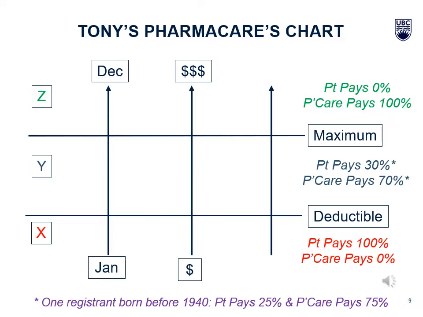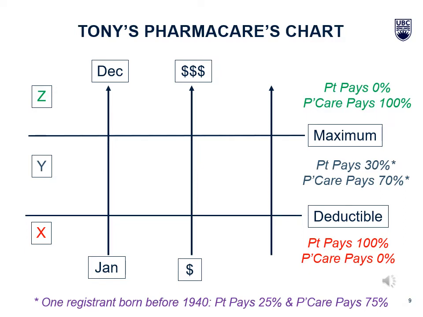At the other end of the spectrum, we have zone Z. This is when a patient has reached their PharmaCare maximum. When a patient is in zone Z, the patient pays 0 and PharmaCare pays 100% of eligible prescription costs.